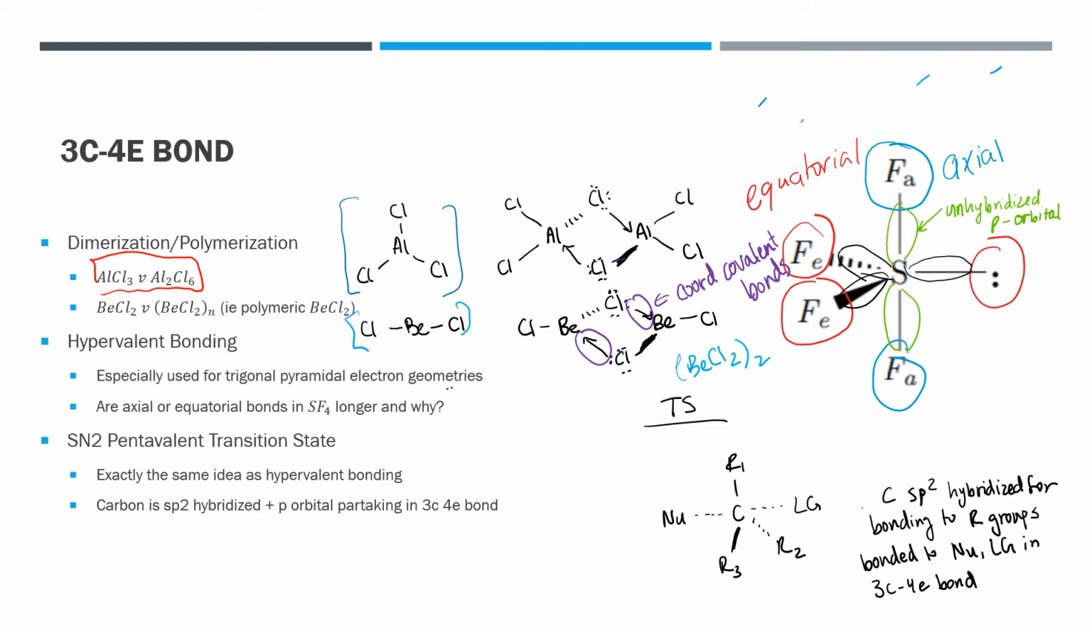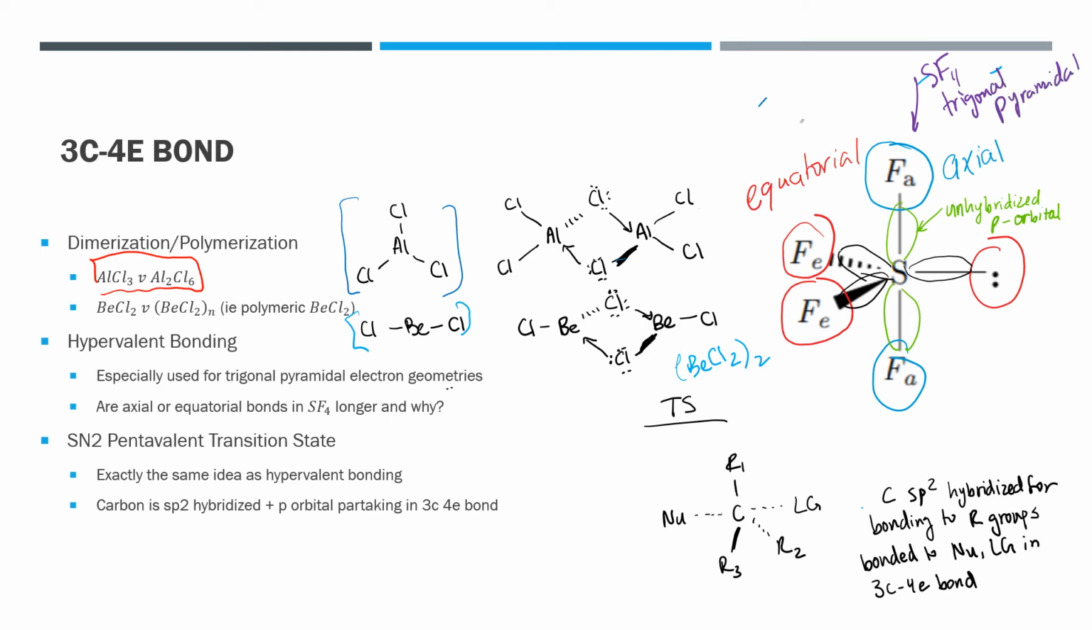The next example is hypervalent bonding, and this is a really important example. I actually saw this in a question on USNCO, and that's how I first learned about it. This idea of 3 center 4 electron bonds is especially useful for trigonal pyramidal electron geometries. So let's look at this example where we have SF4, a trigonal pyramidal electron geometry.